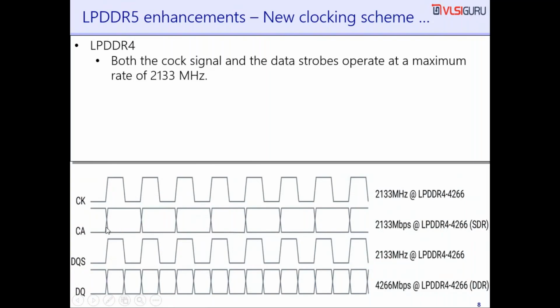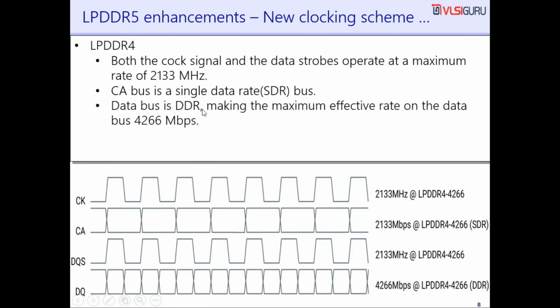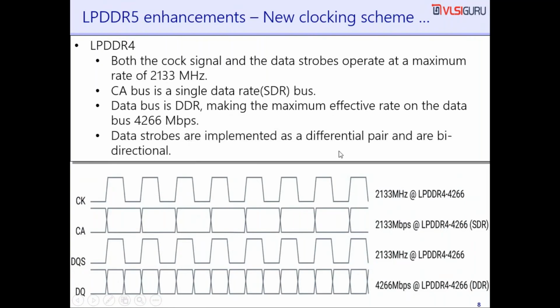Since DQS is derived from the clock, both are operating at the same frequency. The command address was sampled only at the positive edge of the clock, whereas DQ was sampled at both positive and negative edges of the clock. So CA will be transferred at 2133 megabits per second, that is single data rate. DQ will be transferred at double data rate, which is 4266 megabits per second. The CA bus is a single data rate bus. The data bus is double data rate, making the maximum effective data rate on the data bus 4266 megabits per second. Data strobes are implemented as a differential pair and are bidirectional.